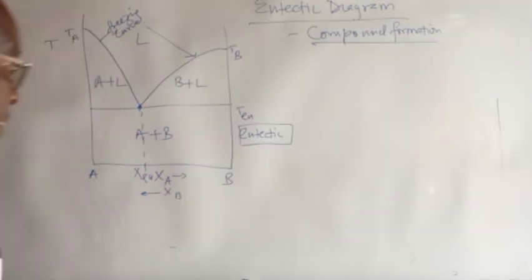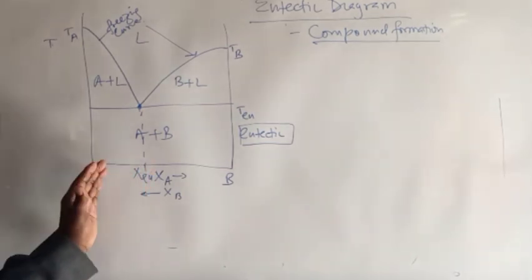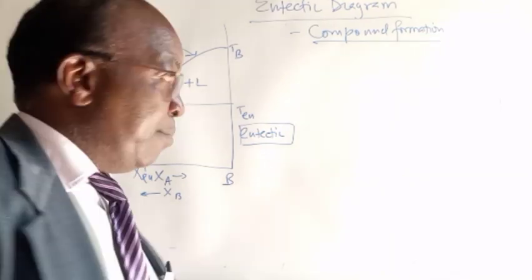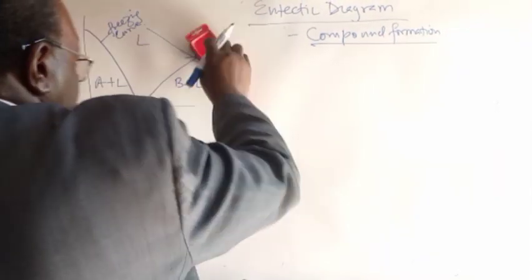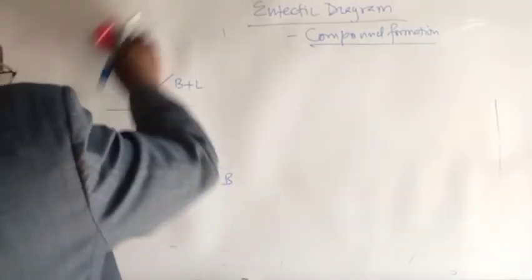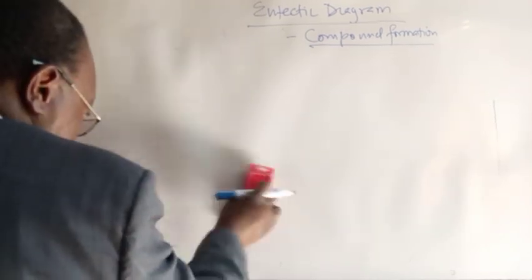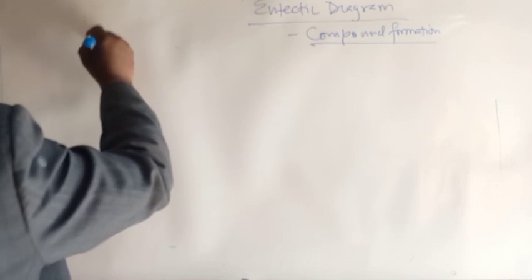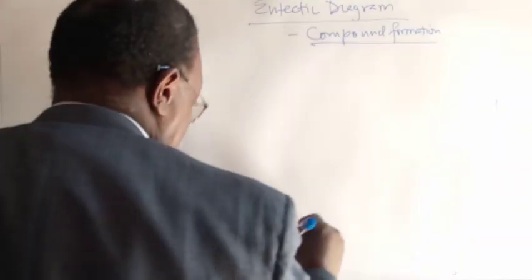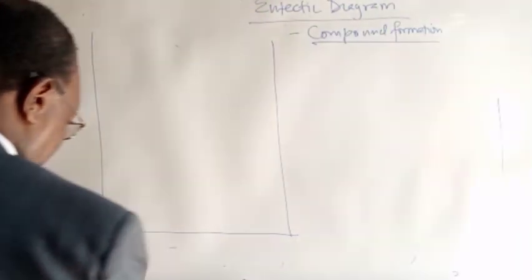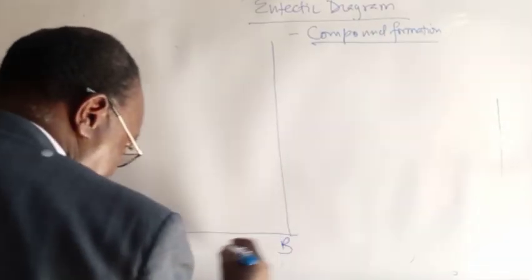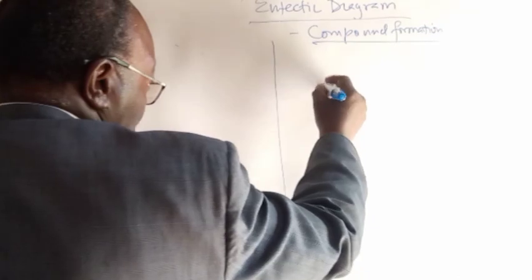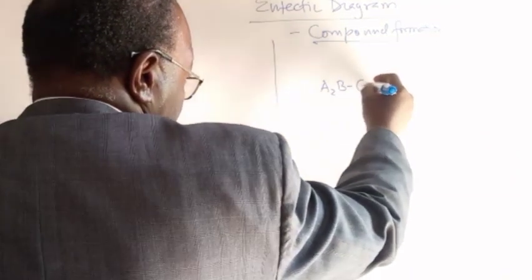So, like we have said, we can have a case where these two react, and so what will the eutectic diagram look like? Let us see what it looks like here. So let's take a case where we have A, B, and then we have formation of a compound AB. That AB is a compound.